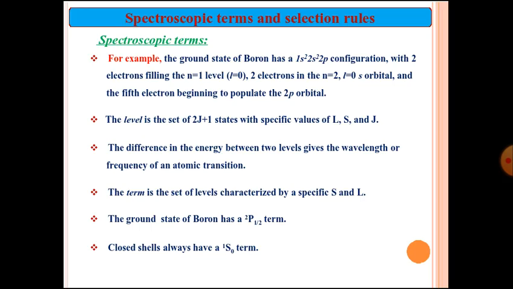This topic over. Next topic, spectroscopic terms and selection rules.